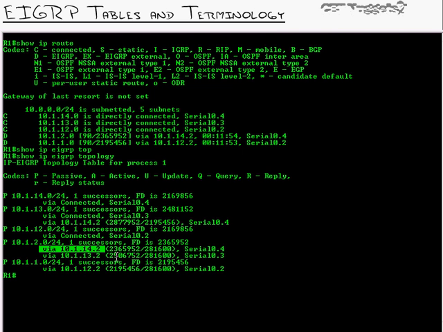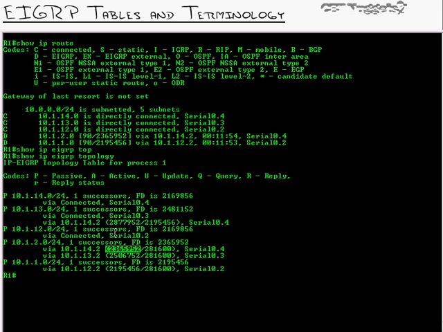I jump back here, and the cost is 236.5952. That's the feasible distance. Now right here is the advertised distance, by the way. So I see the feasible distance is this. Notice the feasible distance below here, 25.06752, not as good as this one.